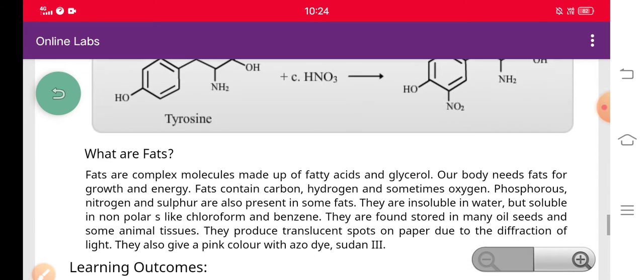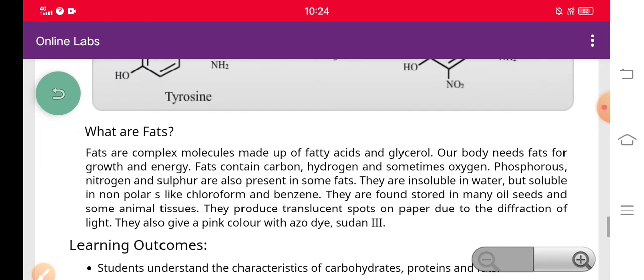And the next one is the lipid, the fat. What are fats? They act as a heat insulator, giving growth and energy to do work. They contain carbon, hydrogen and oxygen, and sometimes phosphorus, nitrogen and sulfur are also present in some fats. They are of two types. They are insoluble in water but soluble in non-polar solvents like chloroform and benzene.